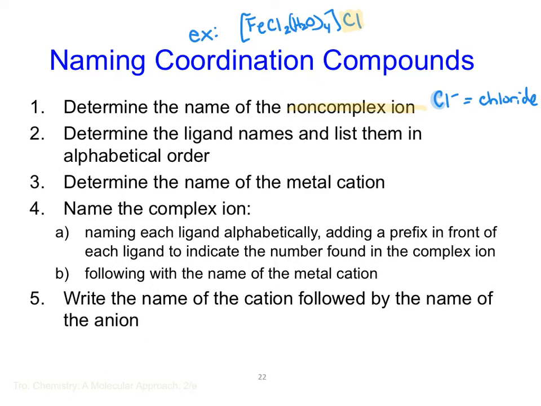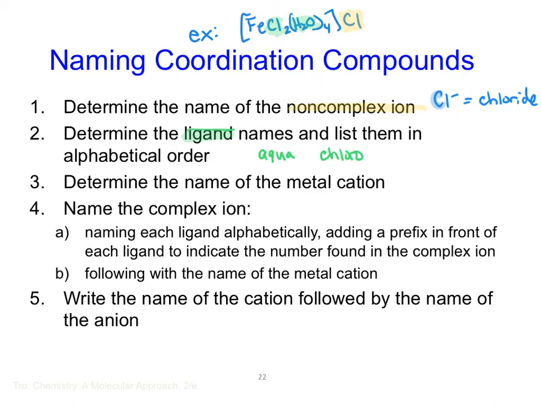Number two, determine the ligand names and list them in alphabetical order. Looking at our ligand names, so remember the ligands are the things that are attached to the metal center within the coordination sphere. So our ligands, we have Cl, which as a ligand is called chloro. We have to memorize that. H2O as a ligand is called aqua. So our ligands are aqua and chloro.